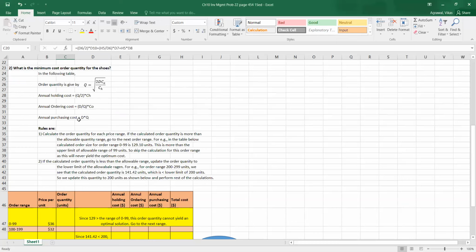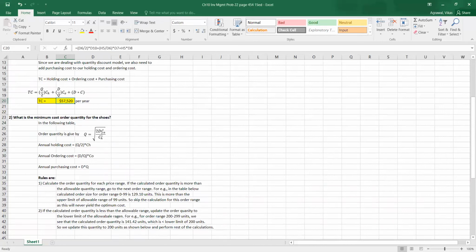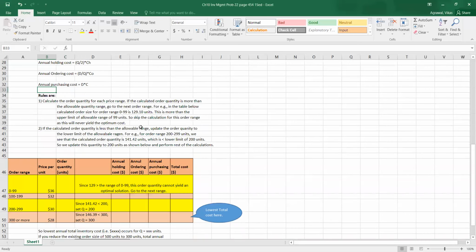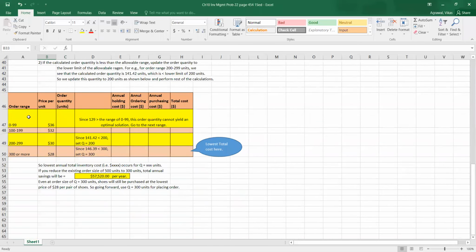And your annual purchasing cost simply equals annual demand times purchasing cost per unit. That's sometimes denoted by C. C is the unit cost. So here, given unit cost C is $28. Let's see what we're gonna do. This is what is given to us. Based on this, we need to find the optimal order range that's gonna lower our annual inventory management costs.